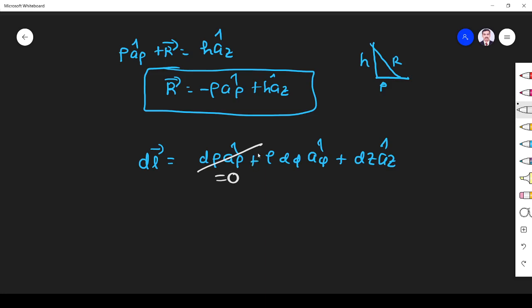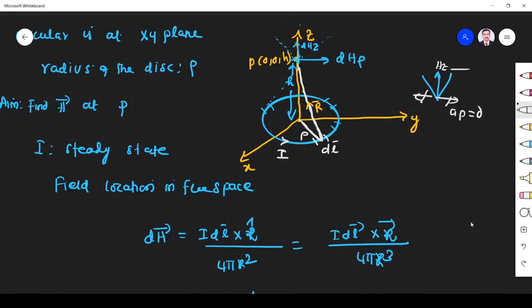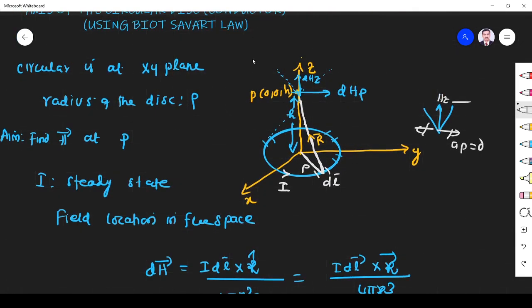And we can say that the Z component is also 0, right? So why is the Z component also 0? If there is one positive Z component here, somebody will produce a negative Z component. So the Z component will also be 0. We have only this phi component, right? This is what phi we know in cylindrical coordinates. So only this will contribute, right?